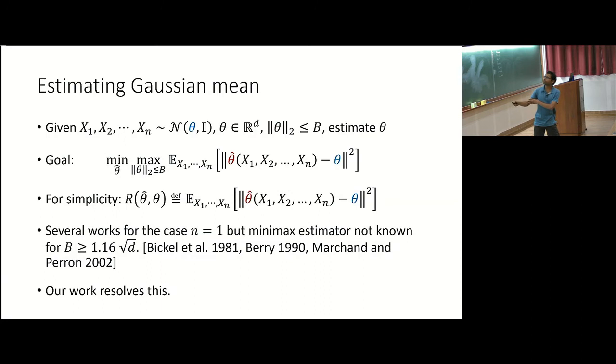The minimax problem is written here, and for the sake of simplicity, we write the risk as R of theta hat comma theta. Theta hat is the estimator and theta is the parameter. Even for the special case of n equal to 1, which I mentioned in the beginning, there are several works, but we don't know of a minimax estimator when the size of the ball is greater than this constant 1.16 times square root d. Okay. The minimax estimator for the mean of a Gaussian with a single sample is unknown whenever the size of the ball is greater than or equal to this constant times square root d, where d is the dimension.